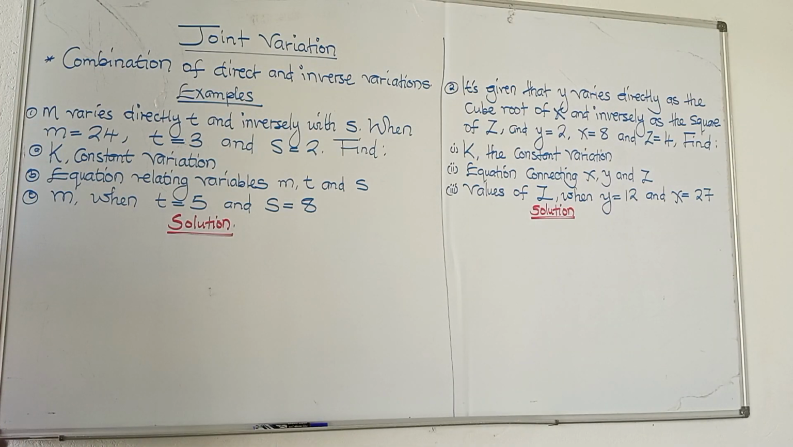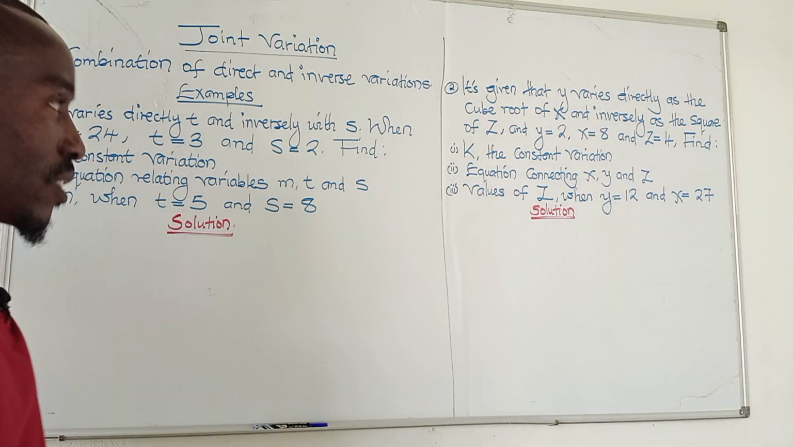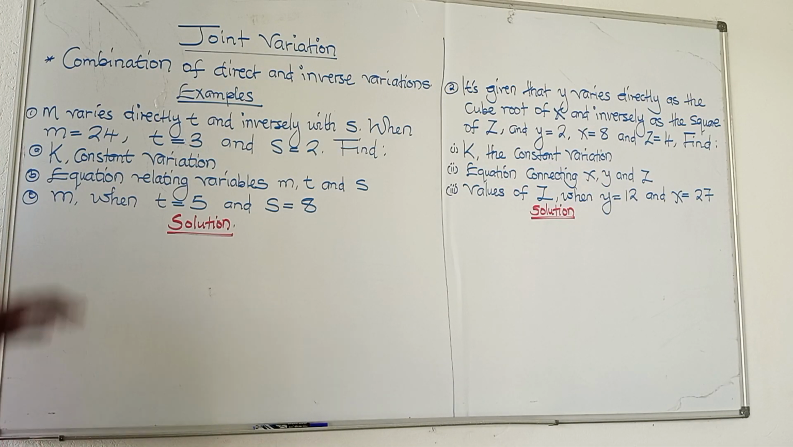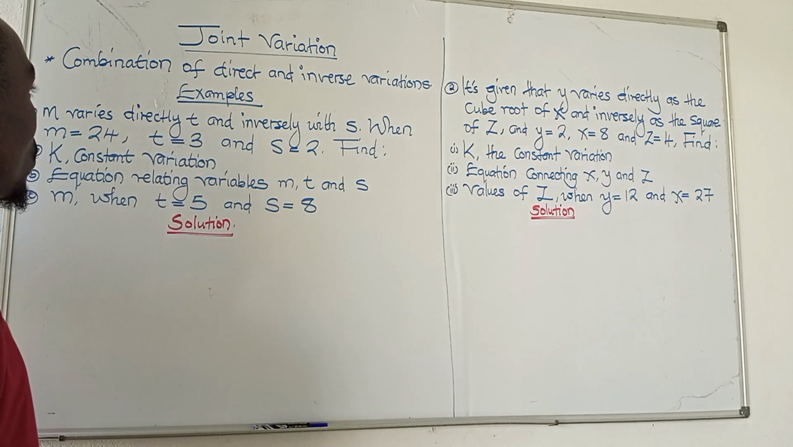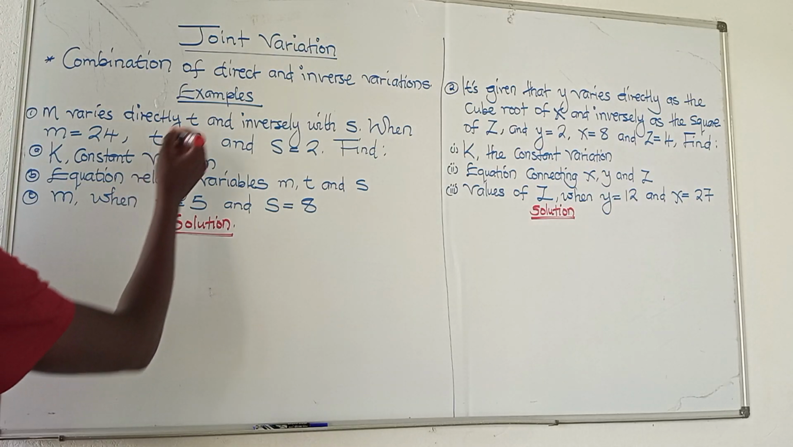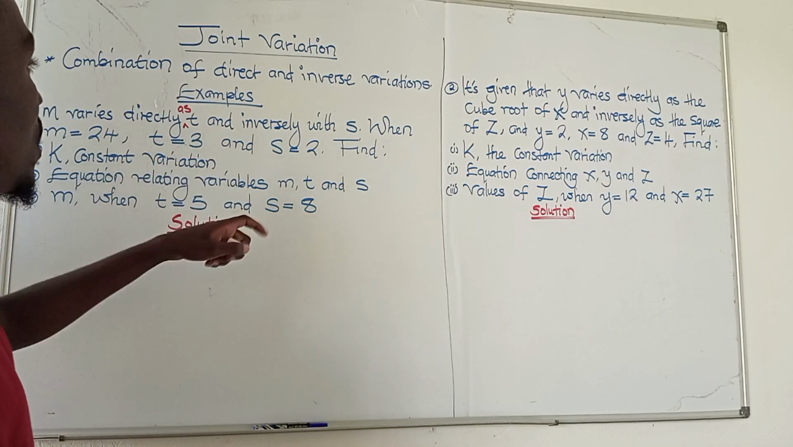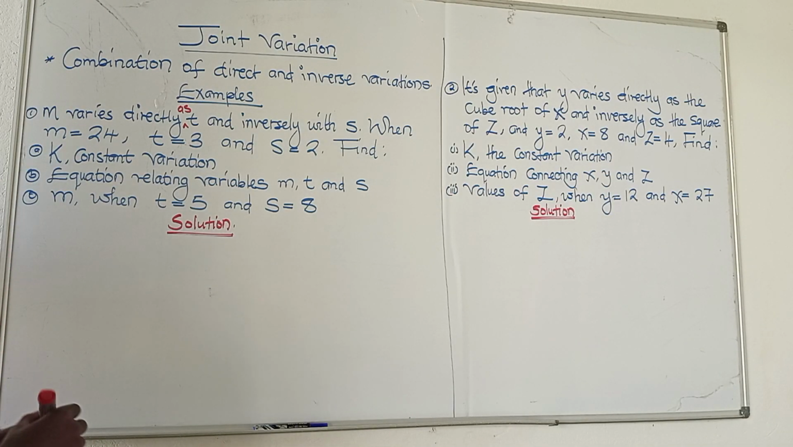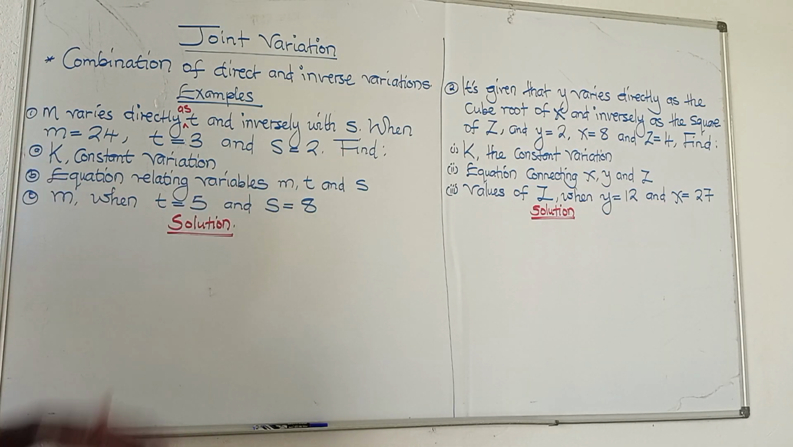Let's go straight into examples. We just have two examples, and by the end of these two examples, you'll be good to go. Question number one says, M varies directly as T and inversely with S. When M is equal to 24, T is equal to 3, and S is equal to 2. Find K, the constant of variation.